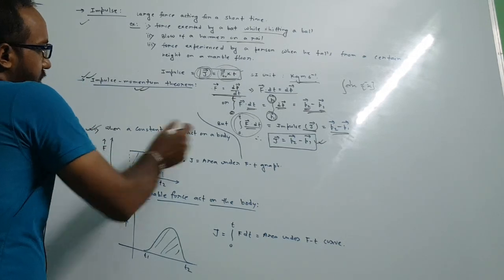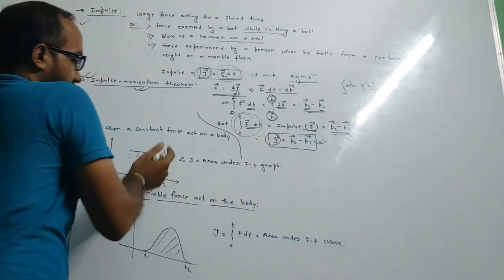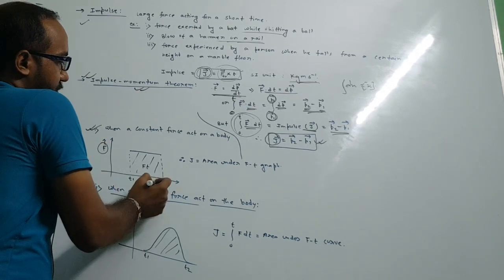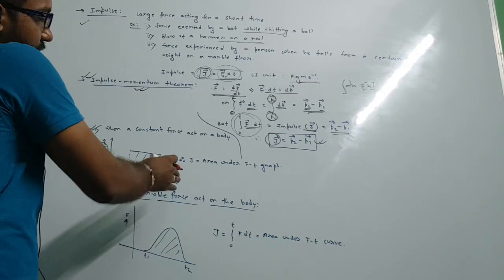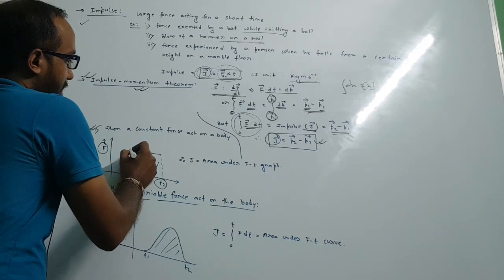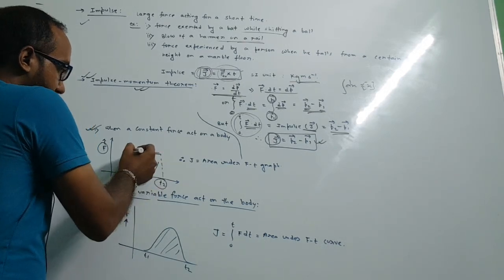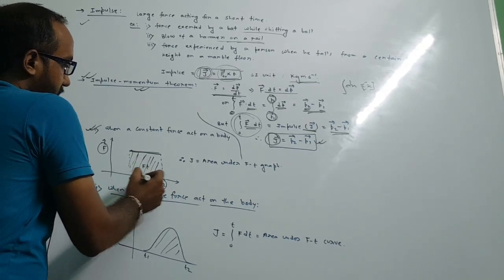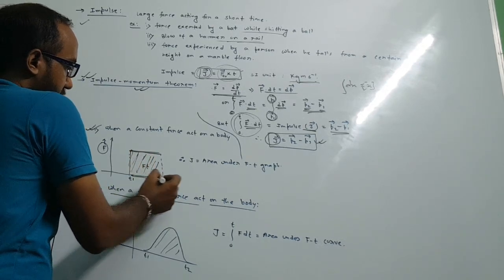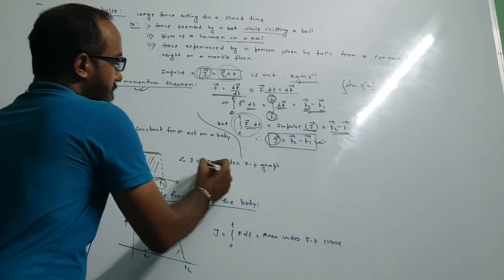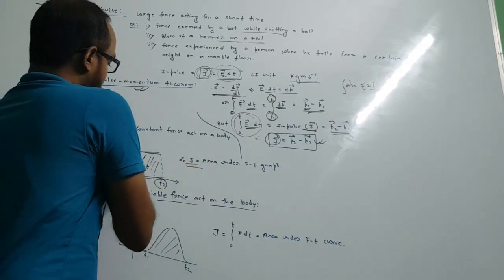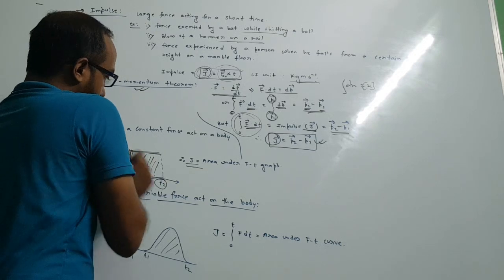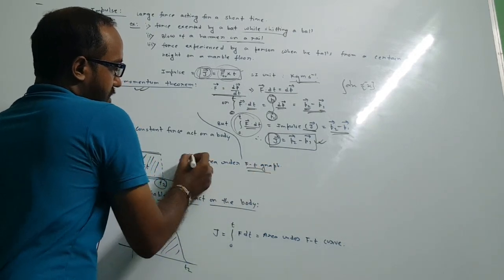Now we can find out impulse from the graphical method also. If you know the graph between force and time, let us say here we have applied a constant force. The area under the graph, that is length into breadth, that is t into F, is your impulse. So for a constant force, area under the force time graph is your impulse.